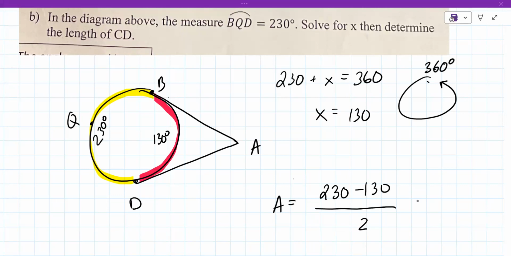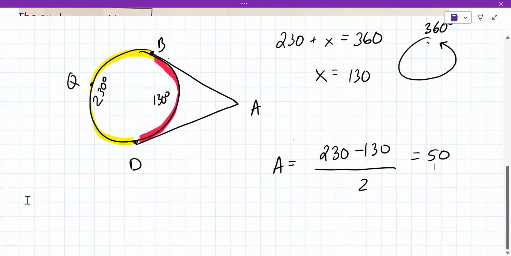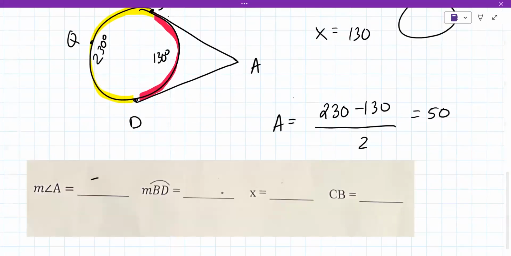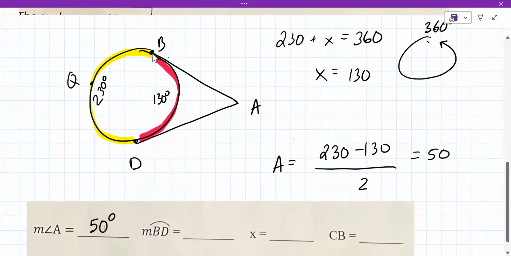Now we can fill in the boxes. All of this was leading us to fill in this information. The measure of angle A is 50 degrees. That's what you just found. B to D is the red here. What does that measure? That measures 130. X we found in the previous part of the problem was 7.